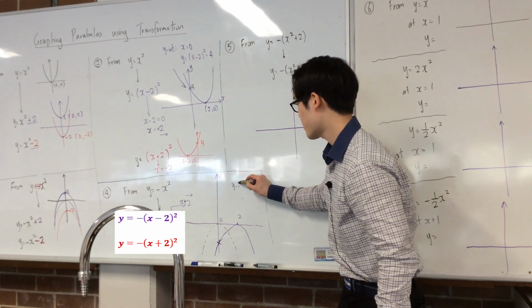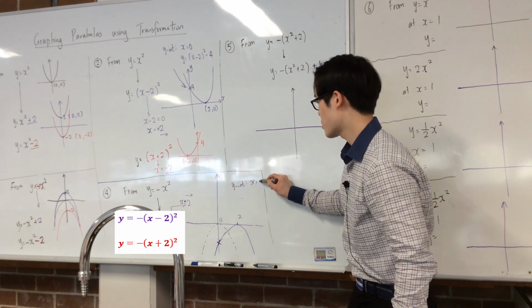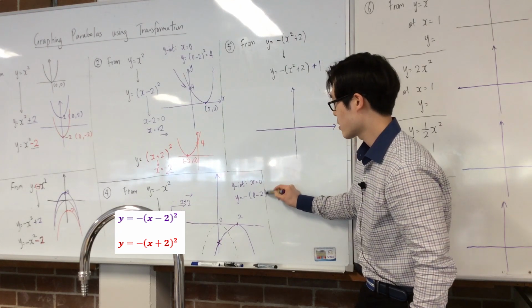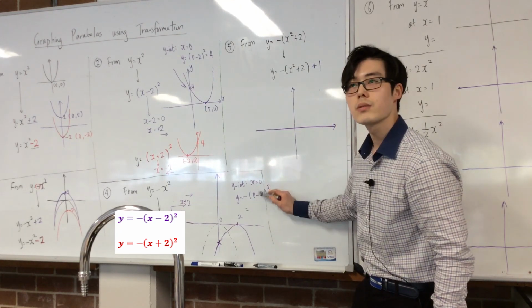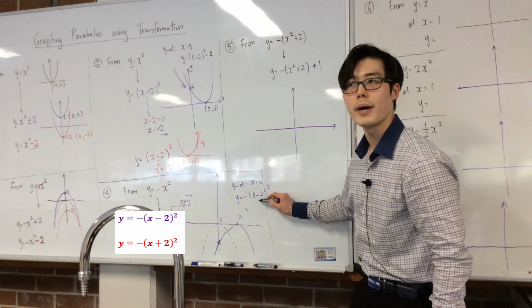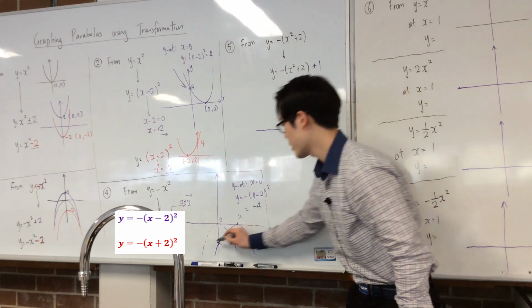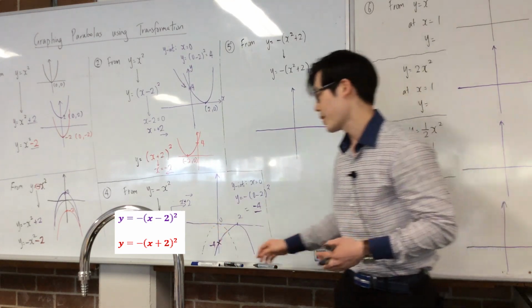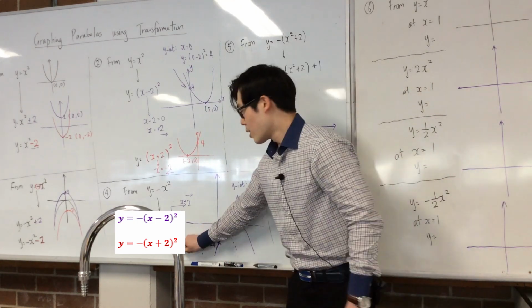So for the y-intercept, if I substitute x equals 0... Girls, shh, I can hear you in the background. Girls, what's that? Is it 4 or minus 4? Minus 4, alright? So make sure you label the y-intercept when you draw the graph, because it's not complete if you don't. Alright, same thing here.